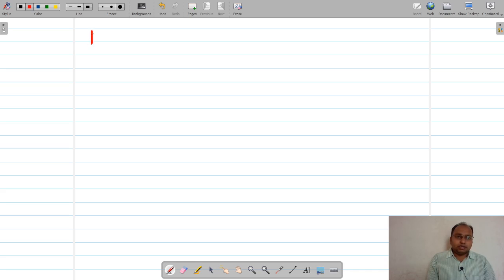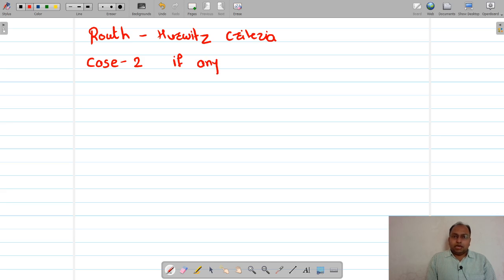So Routh Hurwitz criteria, case second: if any one element of the first column, not row, is 0. That is the case. Let us see one example based on that.